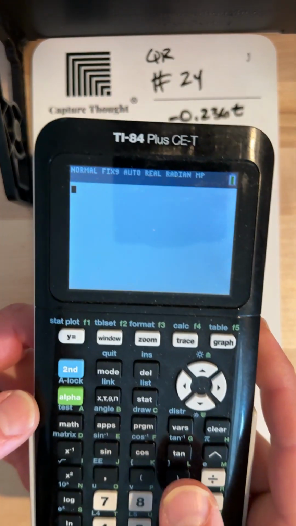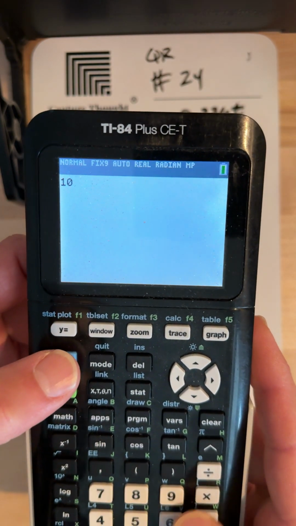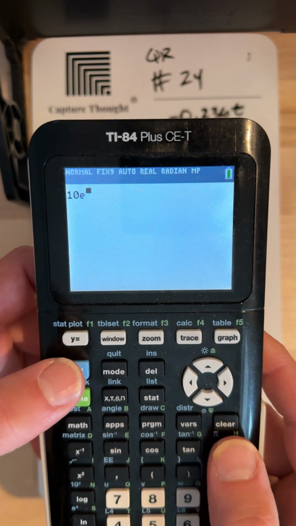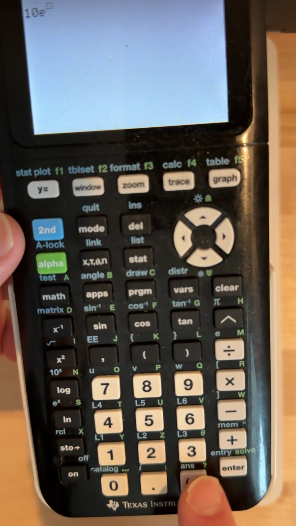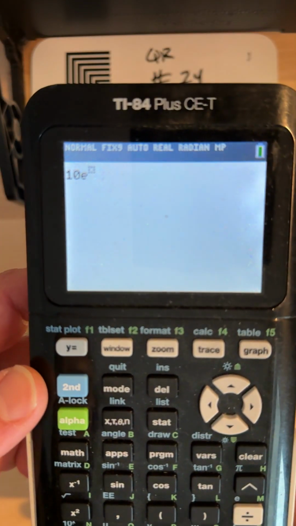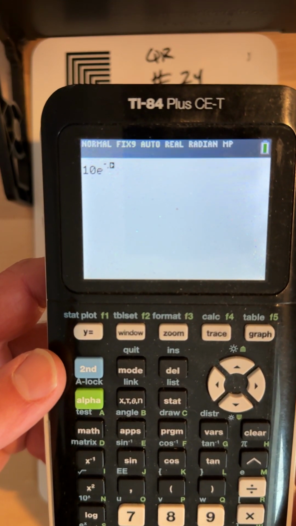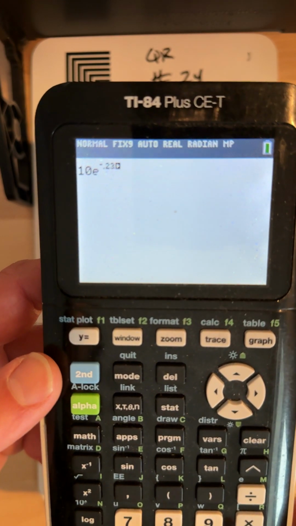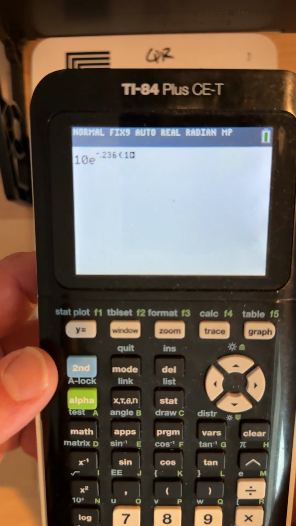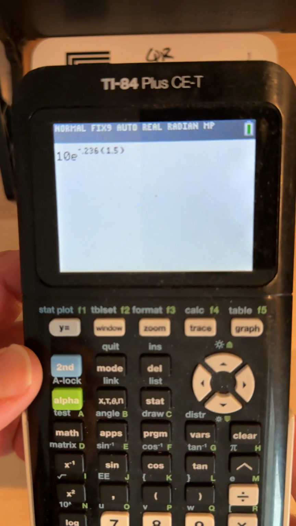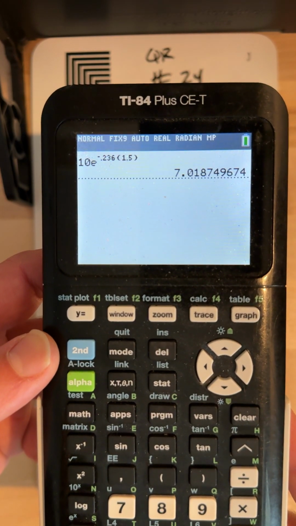So here's my calculator, and I'll show you exactly how you would plug this in. So we would go 10, and then second e, and then caret, and then we want a negative. Now the negative button is the button below the 3. It's not the subtraction sign. So you want to go negative point 236, sorry. And then a parentheses, and that's going to be 1.5 because that's the time that we're looking for. End parentheses, okay, push enter, and you should see 7.018.